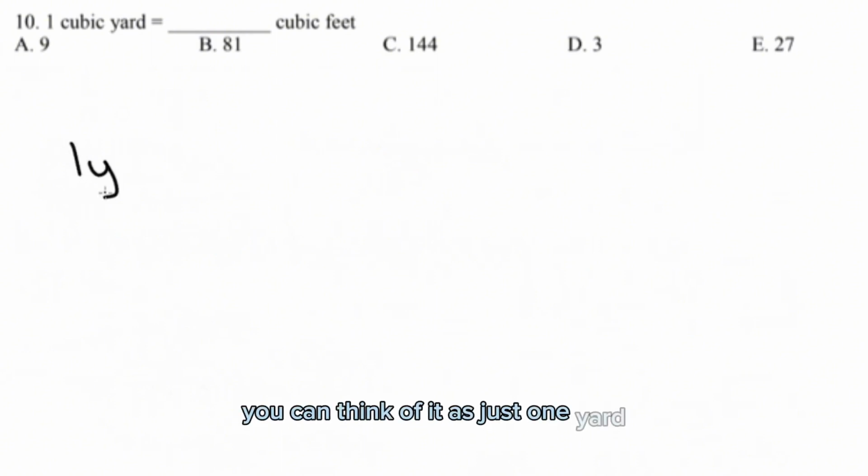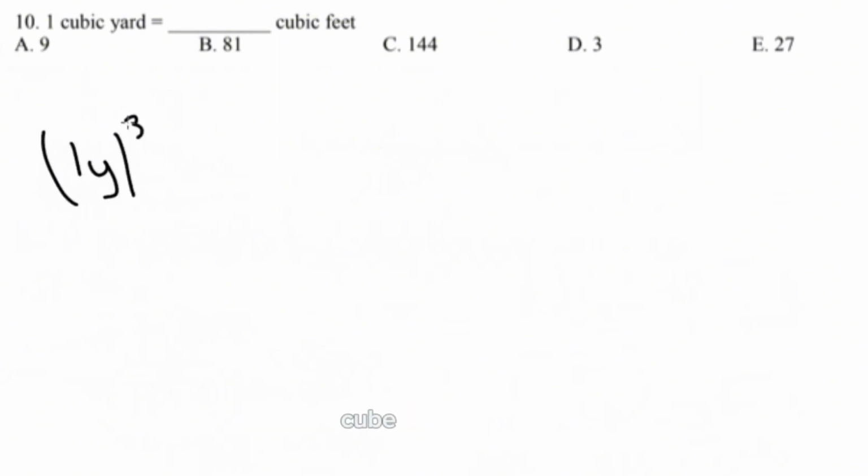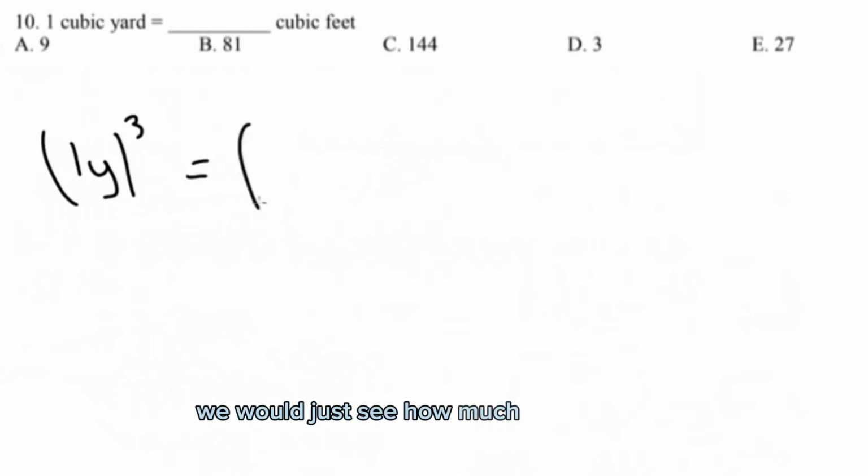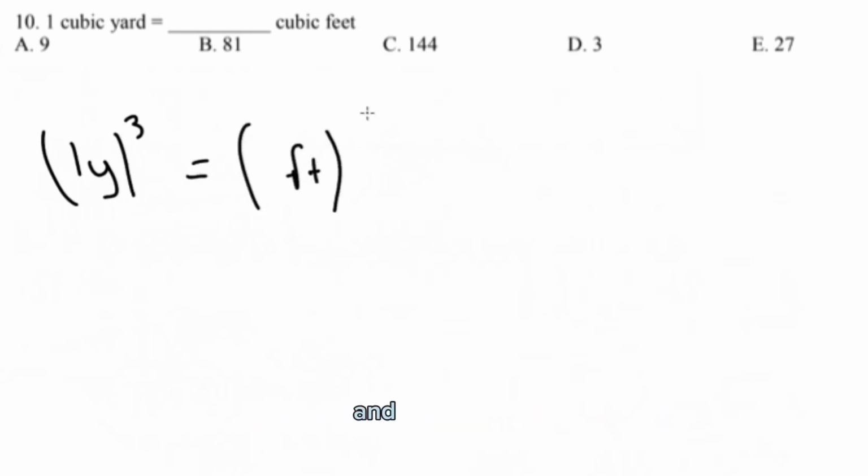Next, number 10. 1 cubic yard equals how many cubic feet? Alright, so when you have 1 cubic yard, you can think of it as just 1 yard cubed. So similarly, we would just see how much is that in feet and then cubed. So 1 yard is just 3 feet, which means 1 cubic yard is going to be the same thing as 3 feet cubed. So that's just 3 cubed and then that much feet.